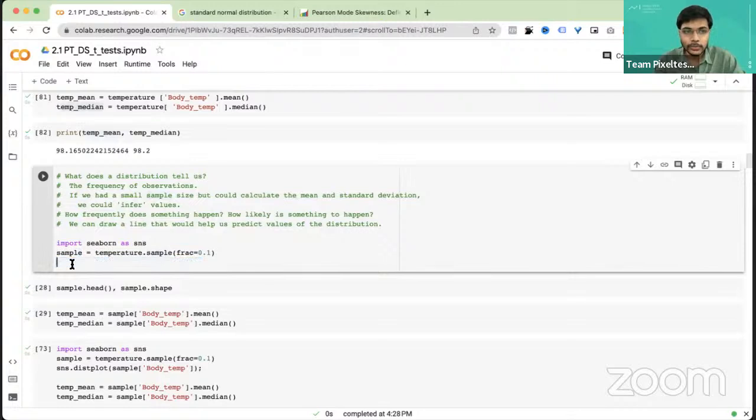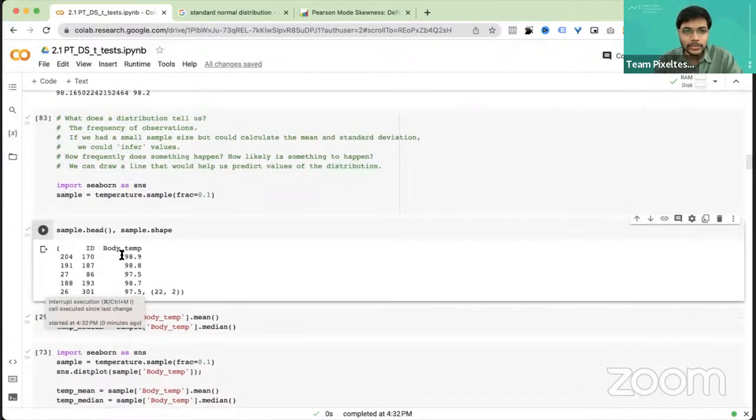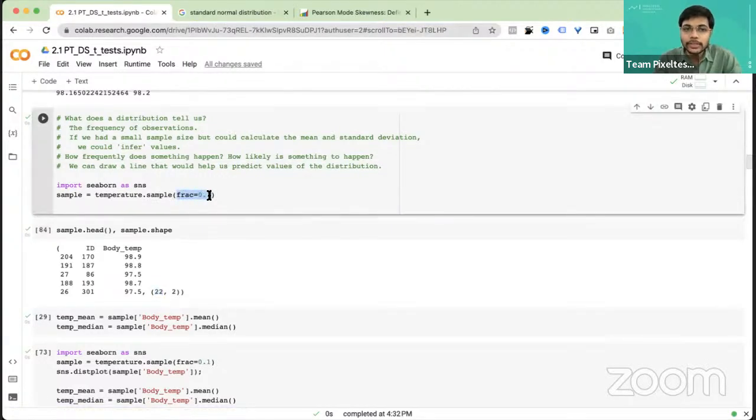So let us try to first run this and then try to get this shape of the sample, right? It should have 10% of the records. We understood that the first 5 records are like this, and it has 22 records only, right? Now with the help of this sample within brackets, we are saying fraction FRAC equal to 0.1, and we are able to get a sample out of this.